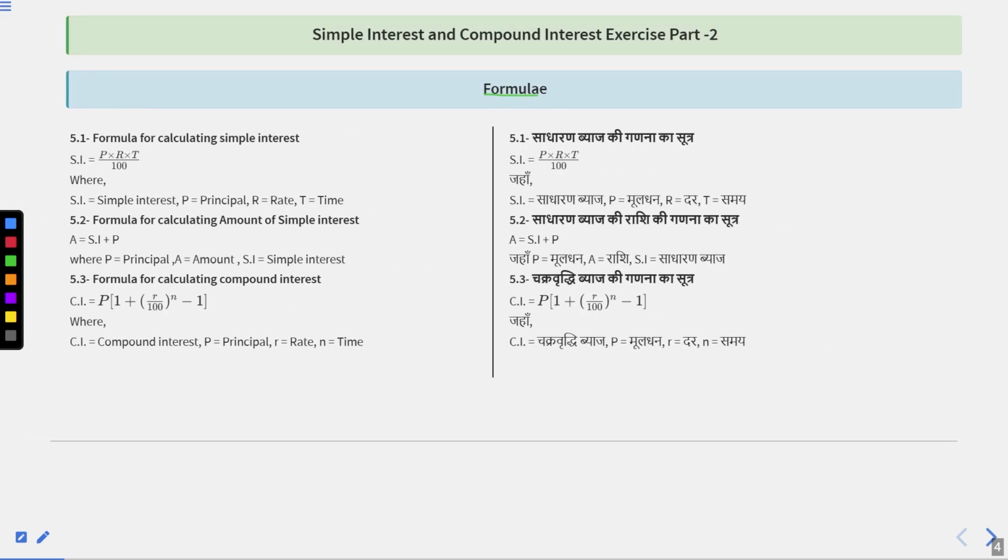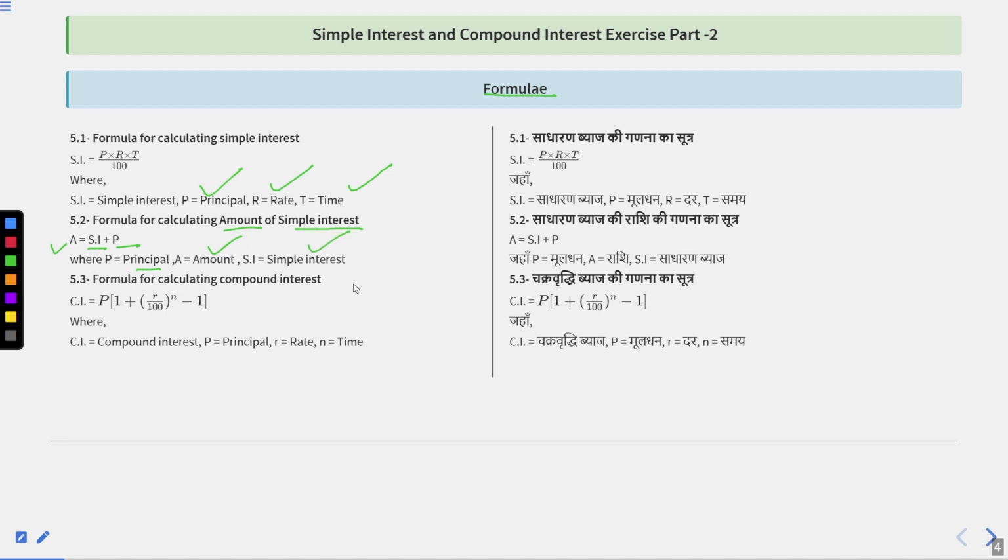Now first, see some formulas. The first formula of simple interest is PRT upon 100. What is P? P represents principal, R is rate of interest, T is time. Clear? So what will be the formula of amount with respect to simple interest? Amount will be simple interest plus principal, where P represents principal, A represents amount and SI represents simple interest.